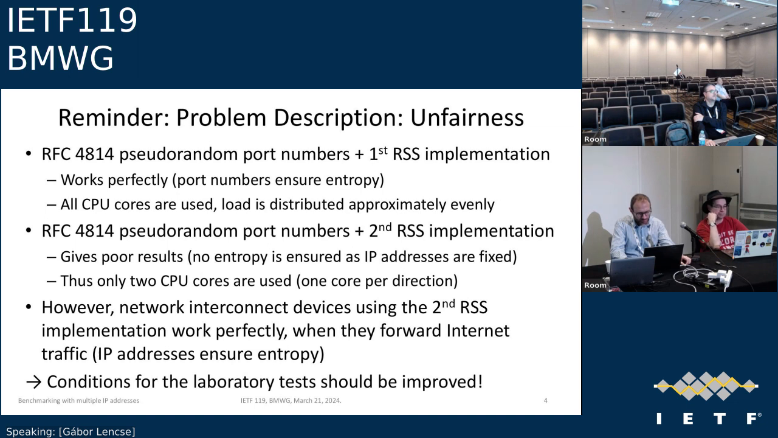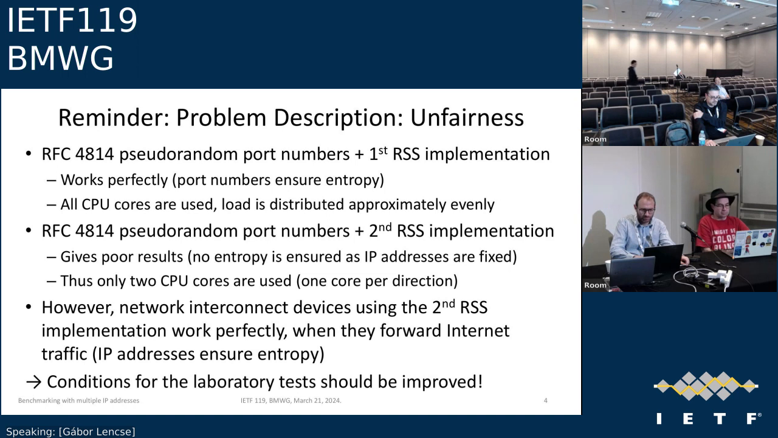However, if you have this RFC 4814 pseudorandom port numbers tester, and you use the second type of RSS implementation, there will be a problem, because it will use the single IP address pair, and even if multiple port numbers are used, they're not taken into consideration by the second type of RSS implementation. And as RFC 2544 requires testing with bidirectional traffic, for each direction you will use only a single core. So if you use just unidirectional traffic, then only one core will be used. If you use bidirectional traffic, then 2 CPU cores will be used and others will not be used. And you will get very poor results.